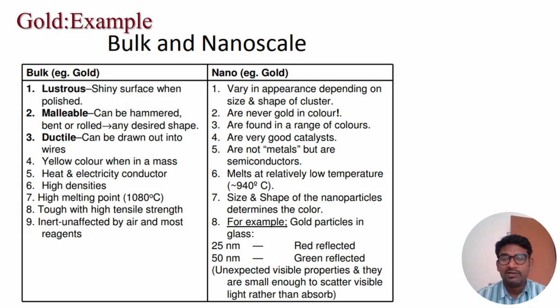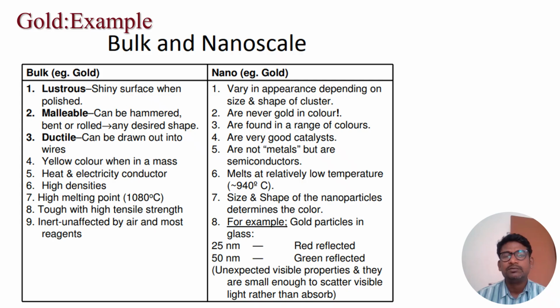They are never gold in color. It means when you reduce the size, the color is going to change. You can see the example here. Very interesting to note that when you make gold nanoparticles in the range of 25 nanometer, it appears red in color. Interestingly, when you make the same nanoparticles in the range of 50 nanometer, they are green in color. So that is why we cannot say nano gold always shows the same color. According to the size, the color changes. It means the optical property changes.